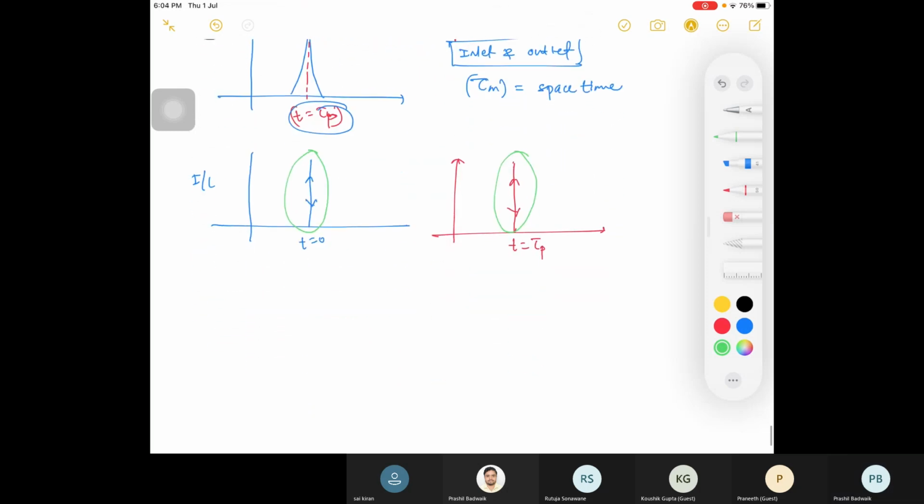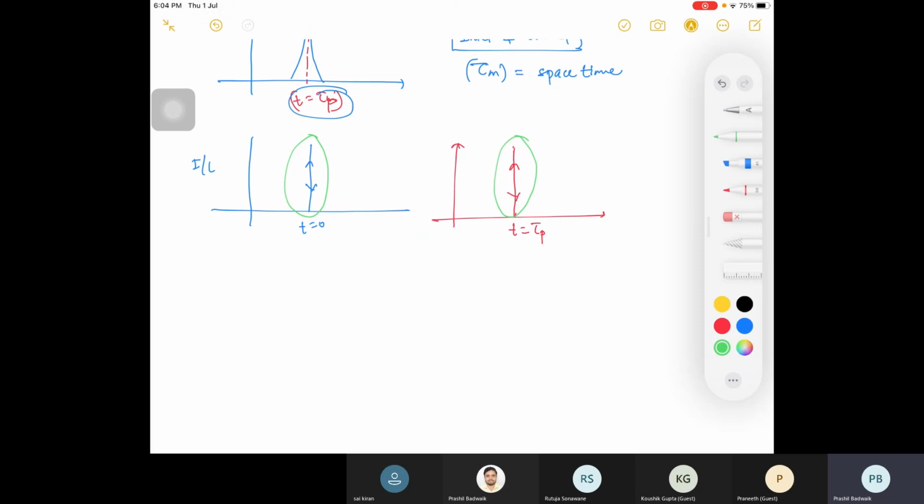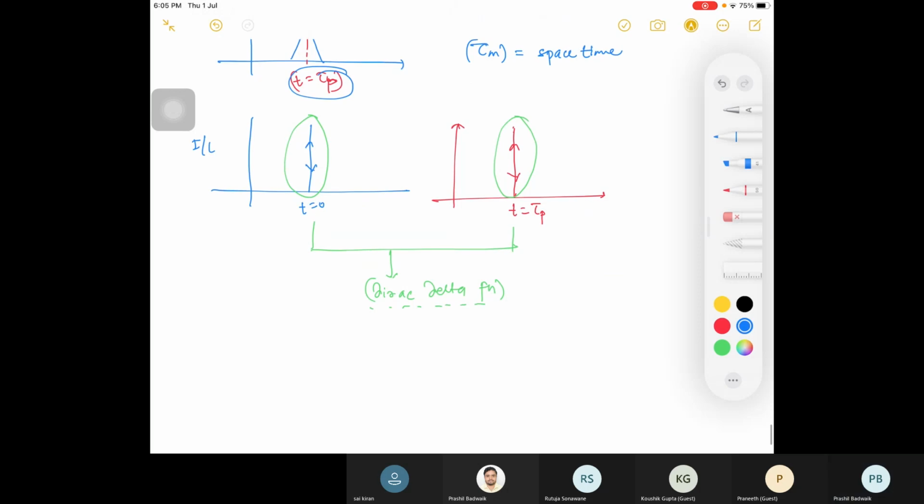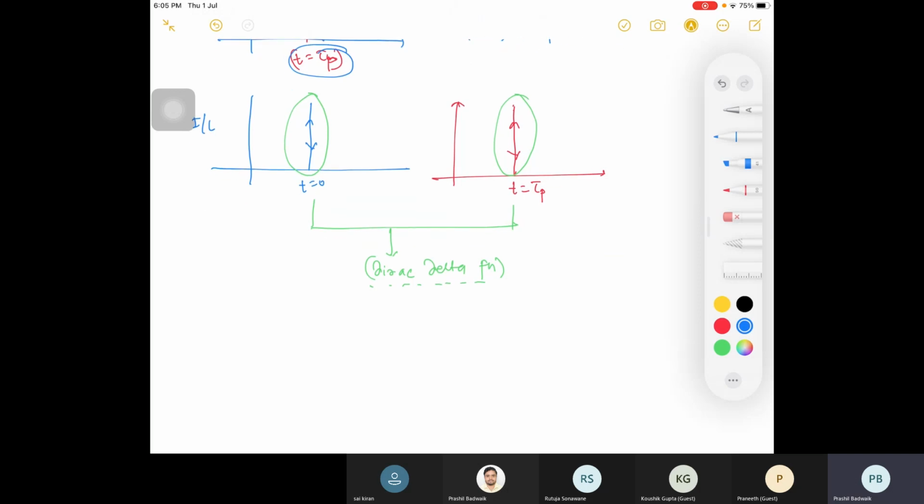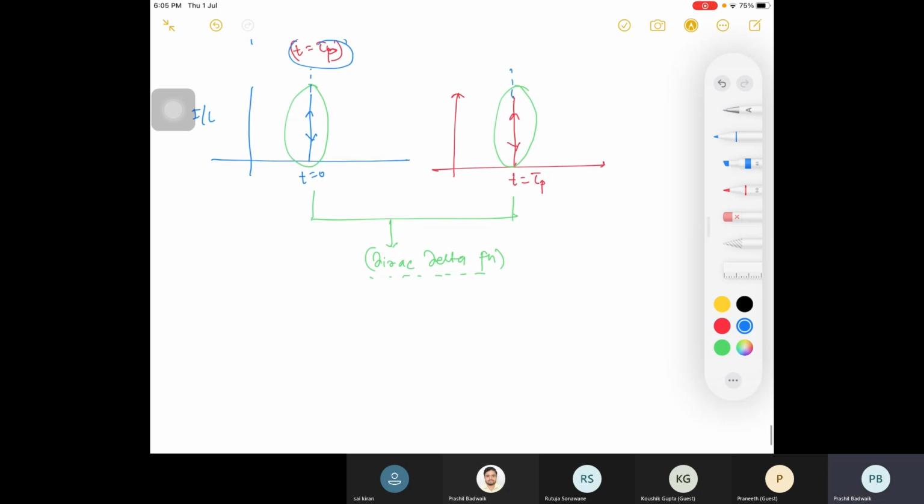Now suppose this is your profile, and you know the area under the E curve is 1. This kind of function is generally called the Dirac delta function. This is generally asked in the case of PFR. What this Dirac delta function is telling you is that you will have this curve, and it has some area, and that area is equal to 1.